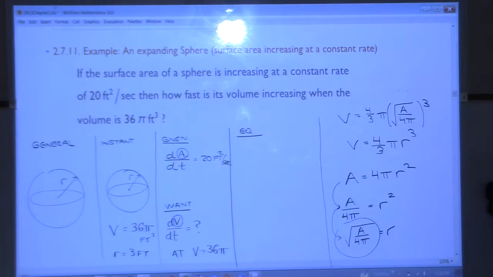Yes? Why can't we do like volume equals 4/3 pi r cubed, like take the derivative of that and then plug in the radius 3 feet? That is an excellent question.